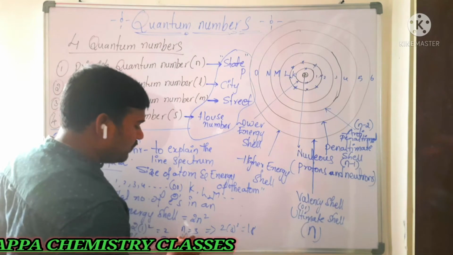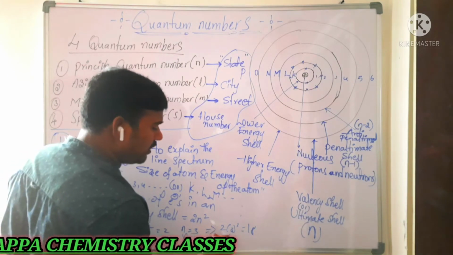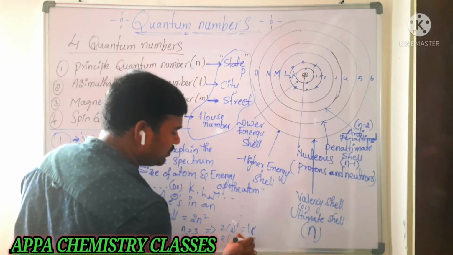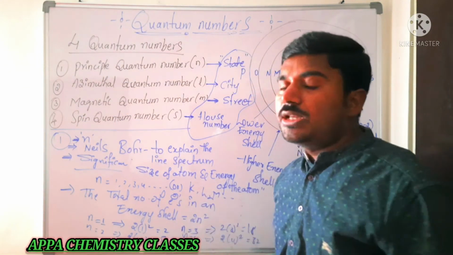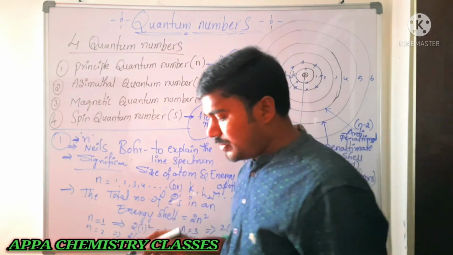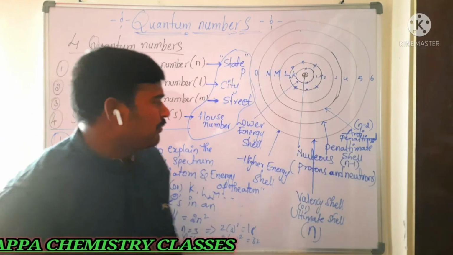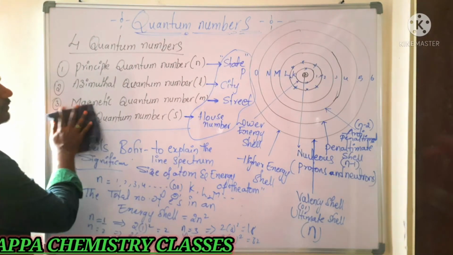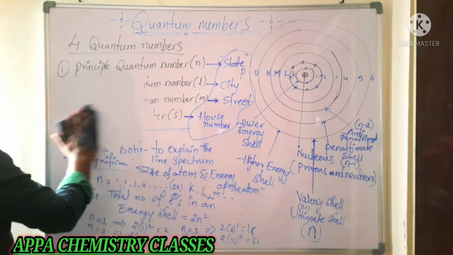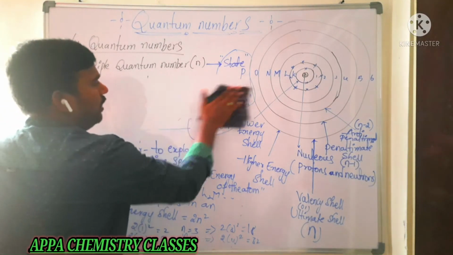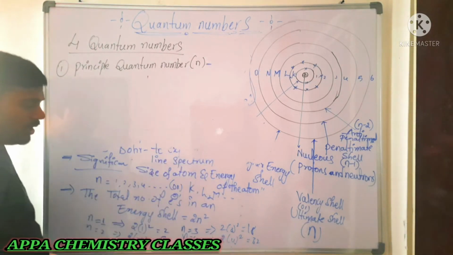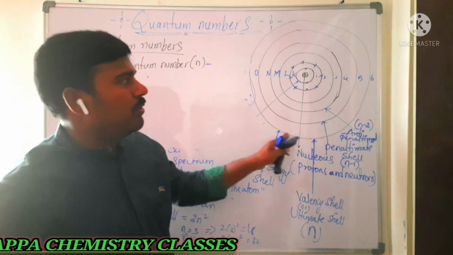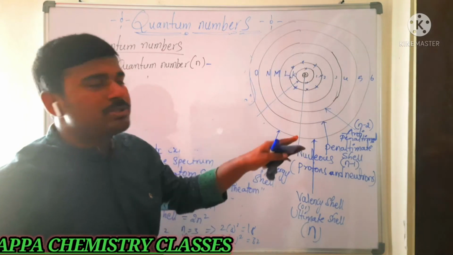If you are taking the fourth energy cell, how many electrons can it accommodate? That is 32 electrons. Like that, by using that formula we can get the total number of electrons present in an energy cell. And also you can take the orbit, whatever the orbit is there. So we have so many energy cells around the nucleus. So many orbits are there.